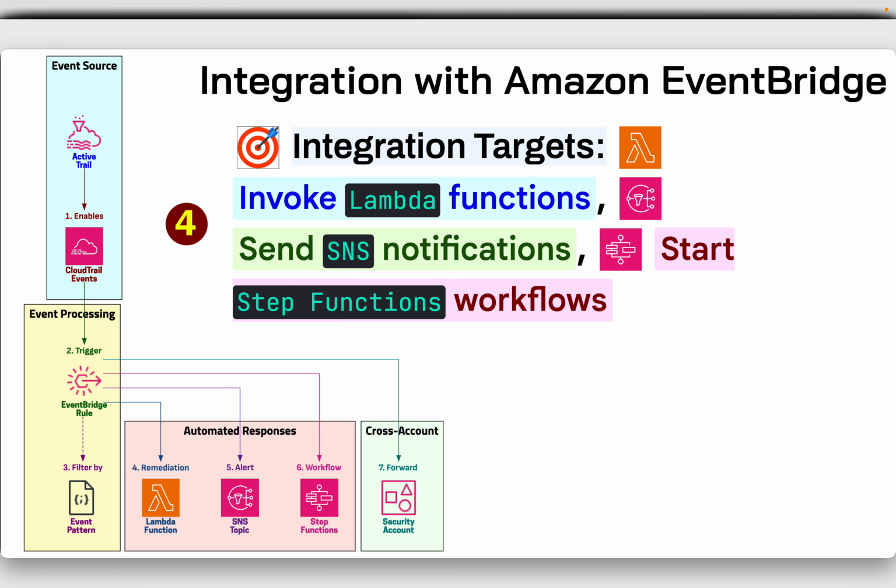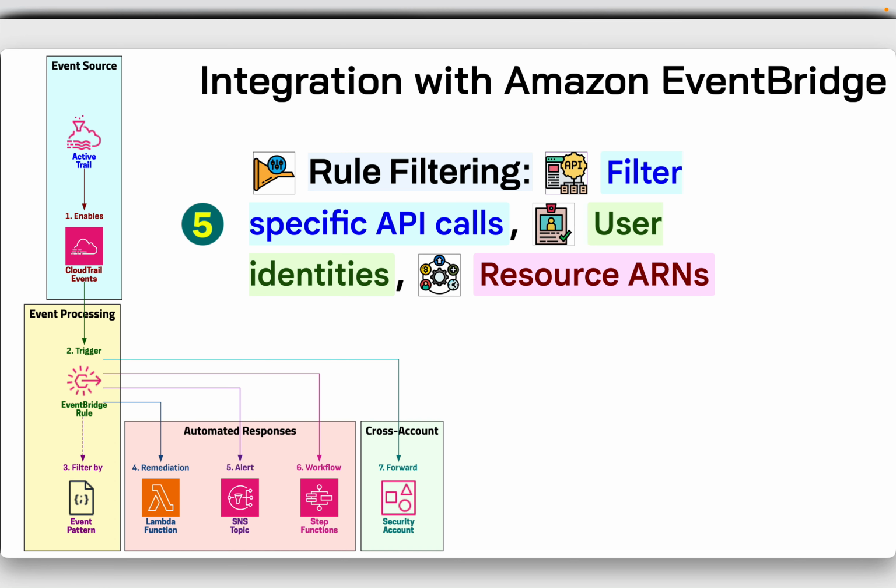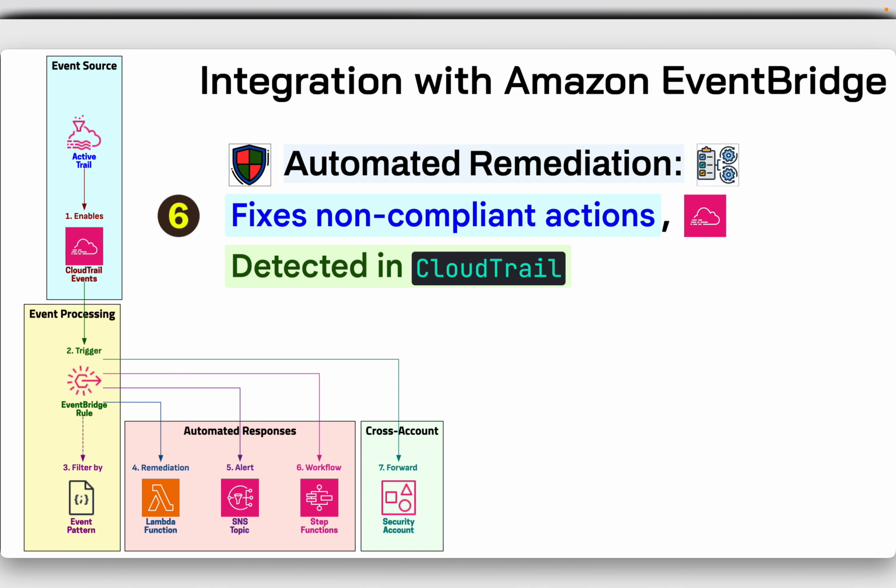EventBridge can invoke Lambda functions, send SNS notifications, or start Step Functions workflows in response to events. You can filter EventBridge rules by specific API calls, user identities, or resource ARNs. EventBridge enables automated remediation of non-compliant actions which are detected in CloudTrail.